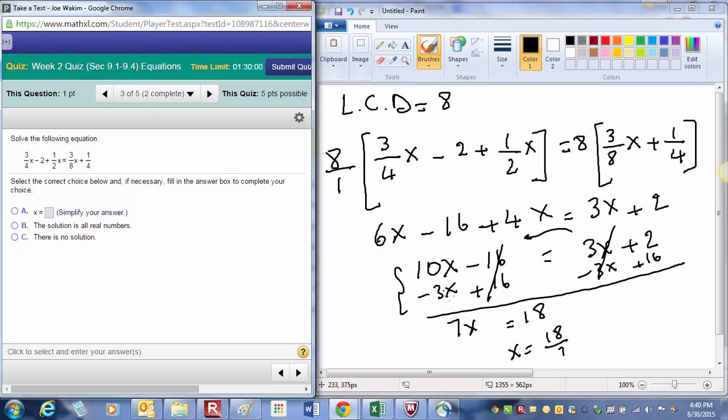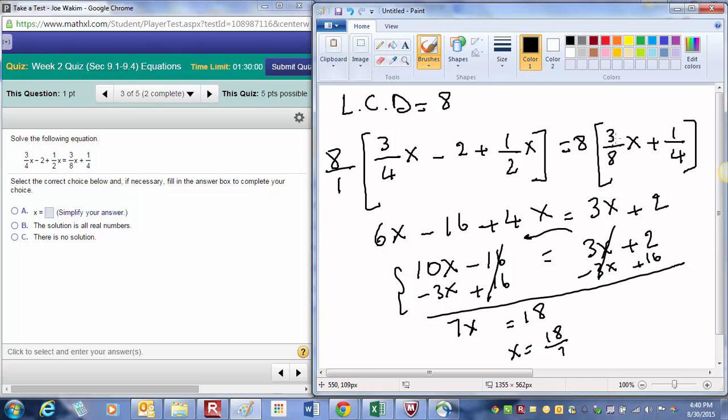Now, let me make sure I did this right. Let's try again. Multiply everything by 8. 8 times 3 over 4. 8 divided by 4 is 2. 2 times 3 is 6x. 8 times negative 2 is negative 16, and 8 times 1/2 x is 4x. So this looks good. On the right side, I have 8 times 3 over 8x.